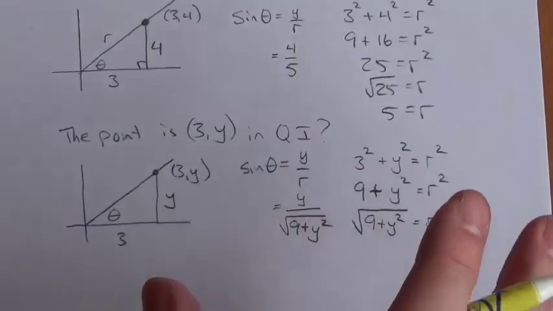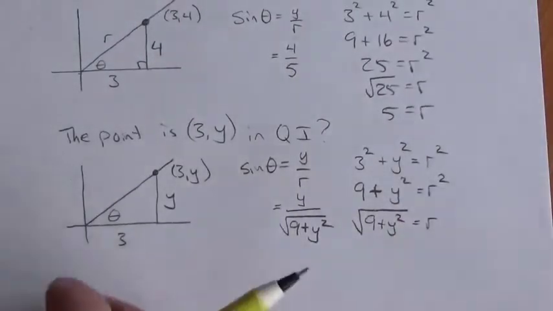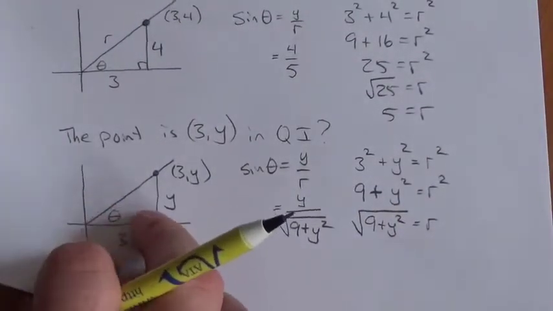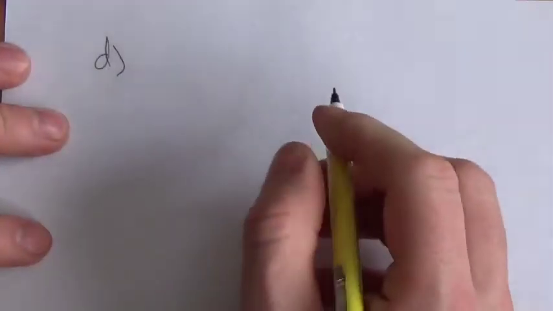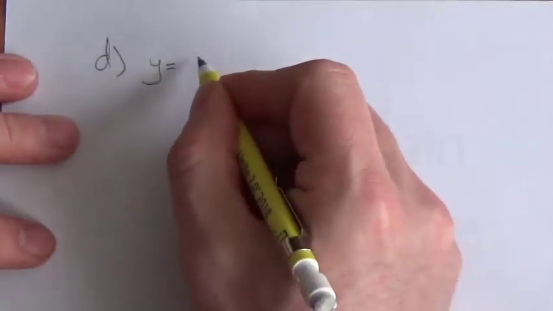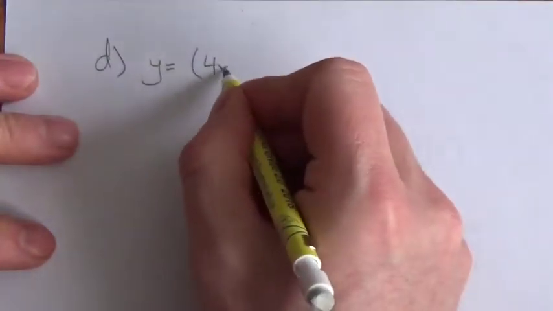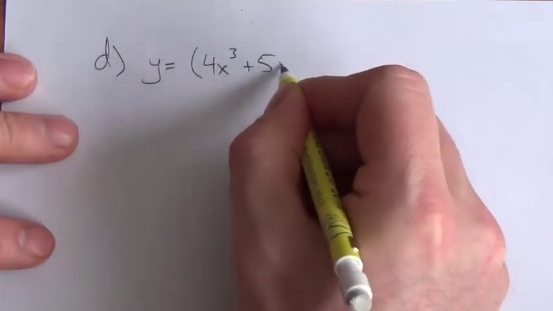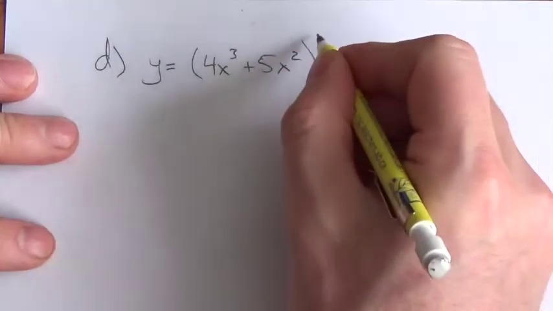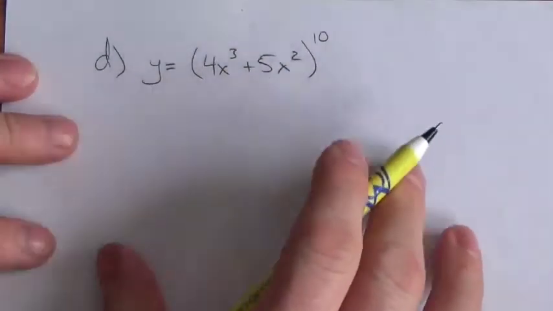Okay, now what we're going to do is I'm going to show you an expression here. I'm just going to pull this one out here. Now we're going to come across to the other side of the sheet, and I'm going to show you D. What I'm going to do here is give you this function: y is equal to, and let's say it's 4x cubed plus 5x squared. Why not? And let's say that this is all to the 10th. Now I'm going to ask you to take the derivative.